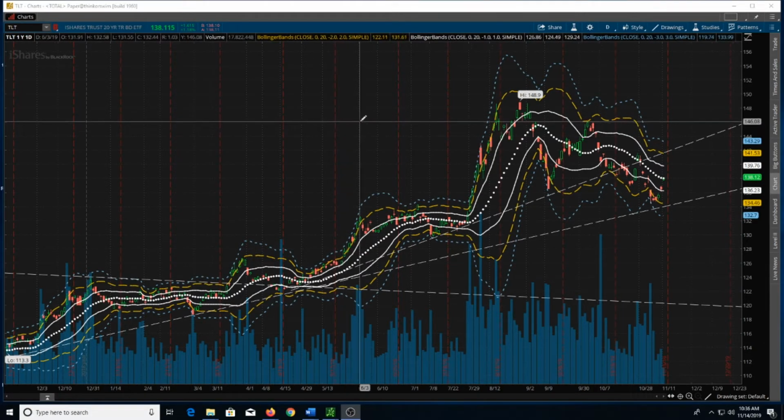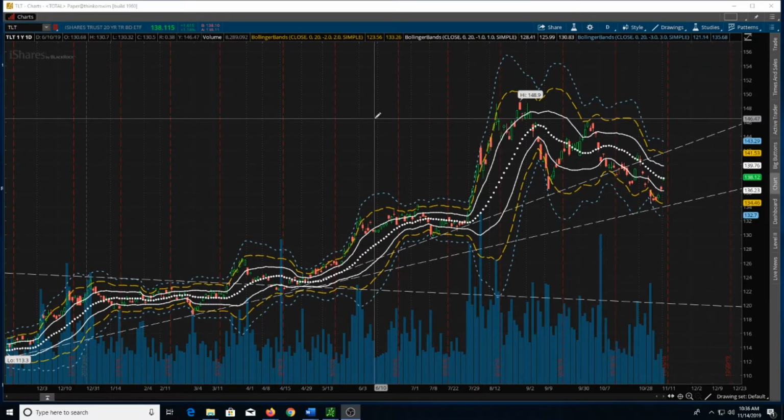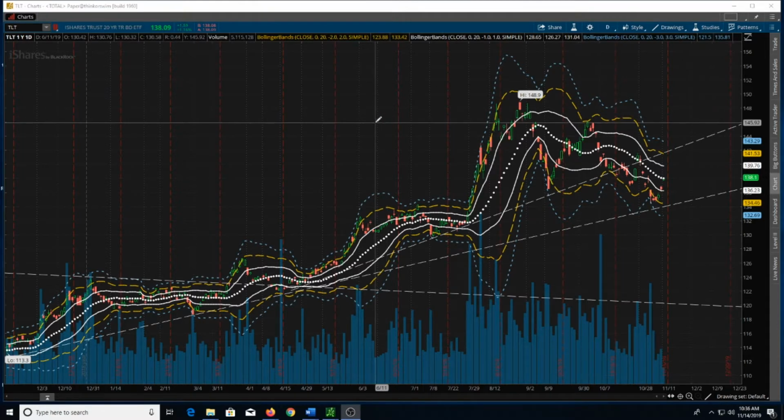Now keep in mind bonds are somewhat news driven, so technical analysis sometimes gets thrown out the window with a tweet, some sort of news announcement, or a Fed announcement. When you're trading these or anything, you have to keep in mind that these things can happen.